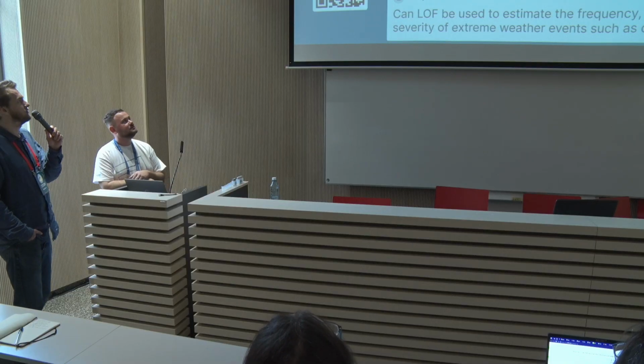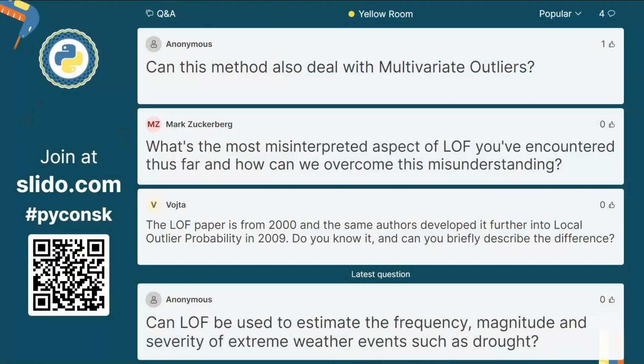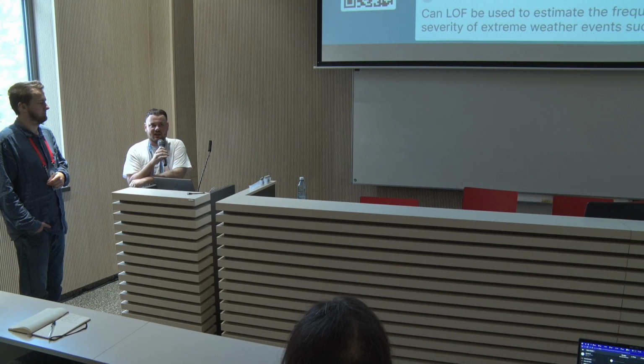Can this method also deal with multivariate outliers? Yes, but in that case you need to use the p-value above 3, and it would be good to visualize the data in some bit more complex way, I would say. It is possible to do it. If that was the question, yes, it is possible.